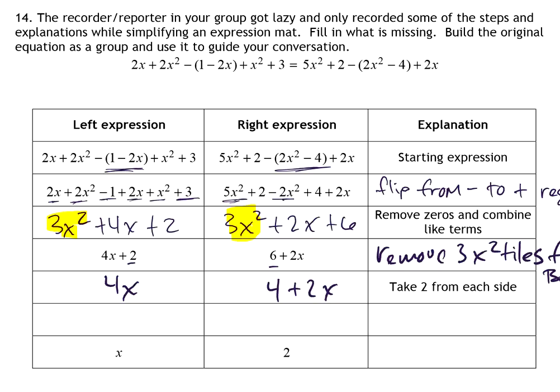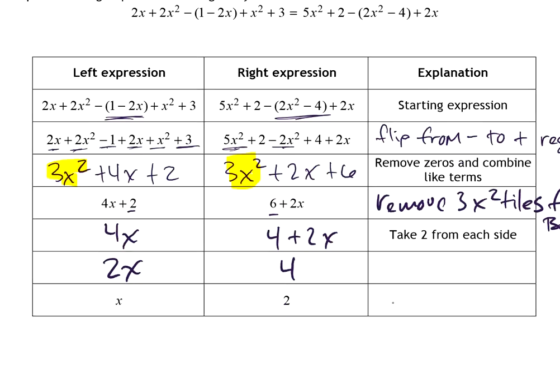There's nothing on this next step at all. So what I'm going to do is take away 2 x's from both sides, because this side has 4 x's. If I take away 2 of them, I'm going to be left with 2x. The other side has a 4x plus 2x, so I take away the 2x and I'm left with just a 4. So I'm going to take 2 x's from each side.